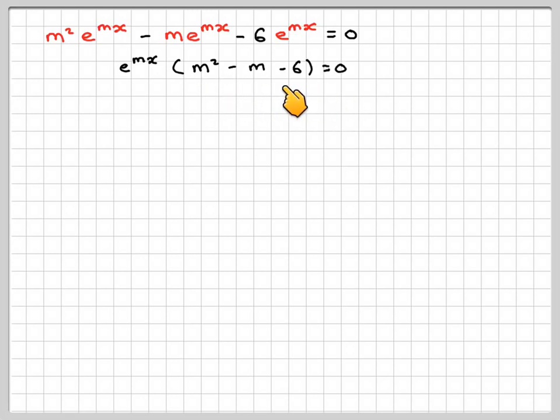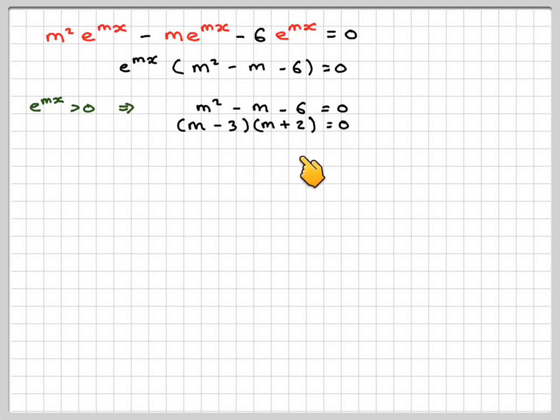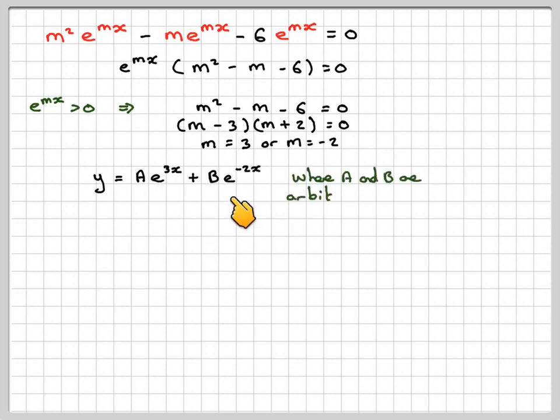This is called the auxiliary equation, because e to the mx can't be equal to 0, because it's always positive. Therefore, m squared minus m minus 6 is equal to 0. If we factorize that, we're going to get m minus 3 times m plus 2. And therefore, m will be equal to 3, or m will be equal to minus 2. Therefore, our complementary function is going to be y is equal to a e to the 3x plus b e to the minus 2x, where a and b are arbitrary constants.